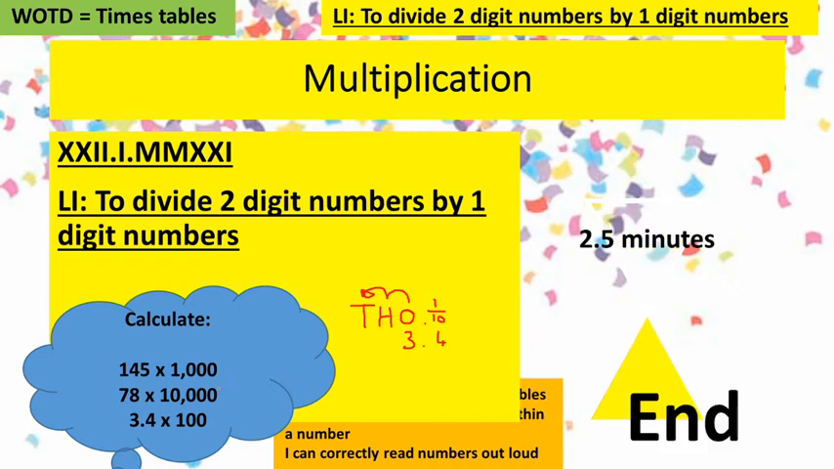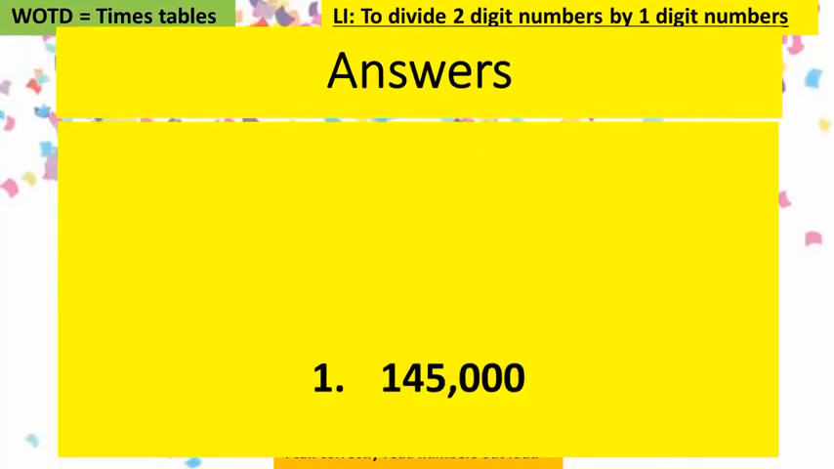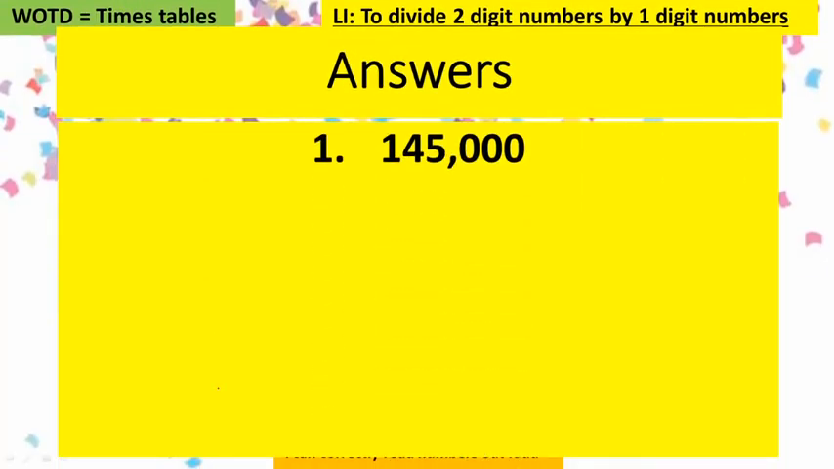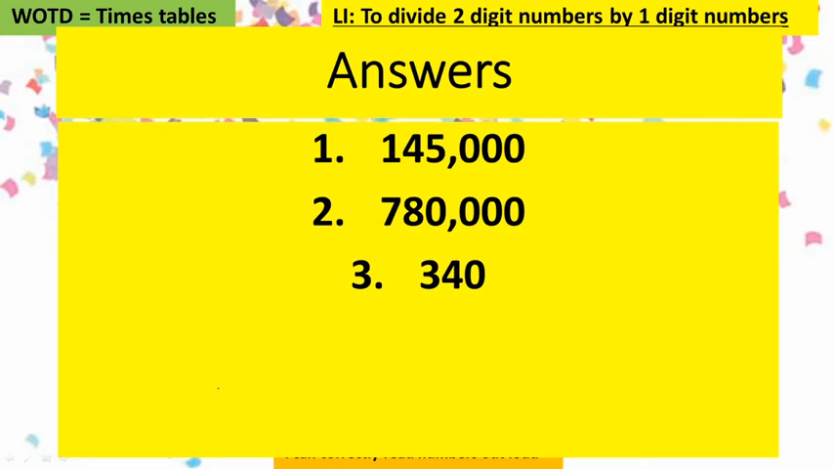Right, have a look at the answers now. So our questions are 145 times 1,000, 78 times 10,000, 3.4 times 100. So number 1, the answer is 145,000. Number 2, the answer is 780,000. And number 3, the answer is 340. If I just look at that one.